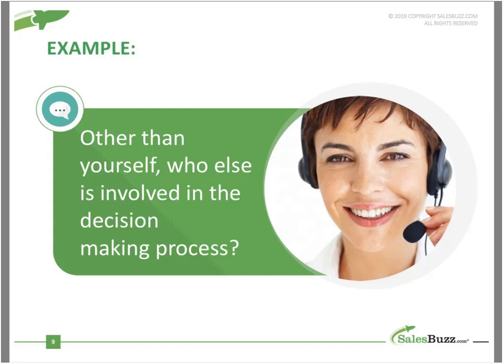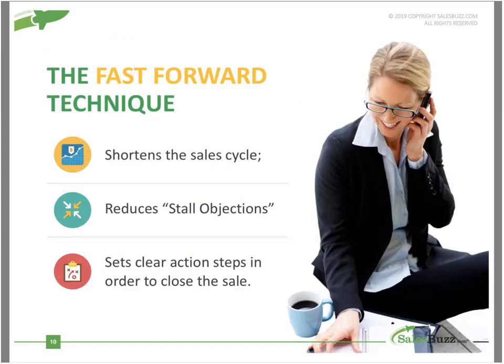So to avoid this from happening, here's what you do. After you ask the prospect, other than yourself, who else is involved in the decision-making process, what you're going to do next is this. Once you get your answer, you are going to want to run what I call the fast-forward technique, okay? This is an excellent way to solve this. The fast-forward technique is going to shorten your sales cycle because it's going to eliminate one of the most common stall objections prospects like to use, and it's going to set clear action steps in order to close a sale. So that's the first thing.